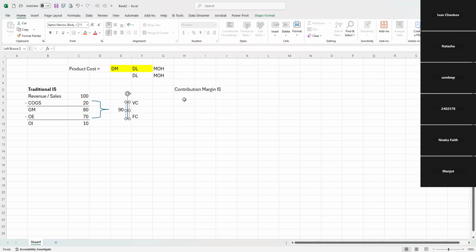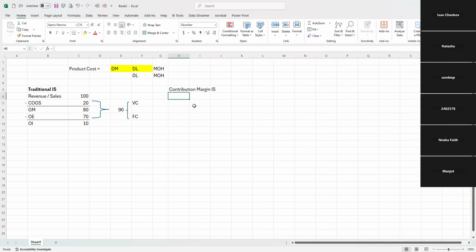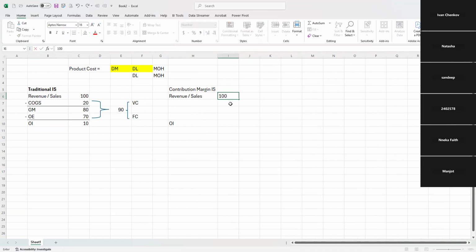Make sense? So in my contribution statement, I'm going to start with sales, same thing. Top line will be the same. Bottom line will be exactly the same. In fact, my sales are always going to be the same. I'm not changing the sales. That means since I'm not changing the cost, I cannot change the income. Income is going to be 10. So I know what to expect. I have my top line and I have my bottom line. So what's going to change in the middle?